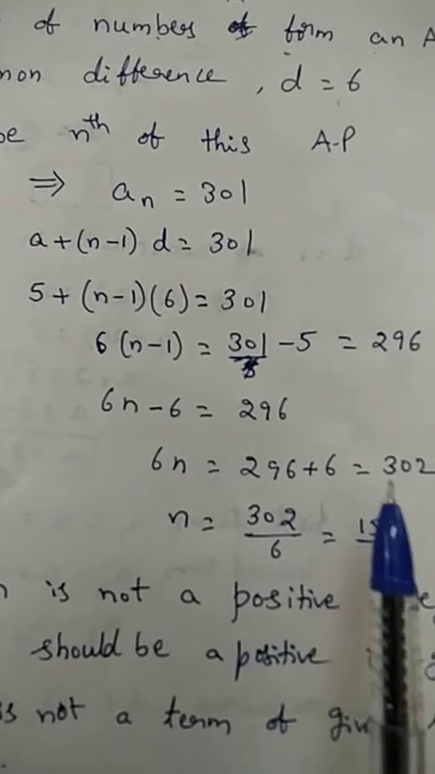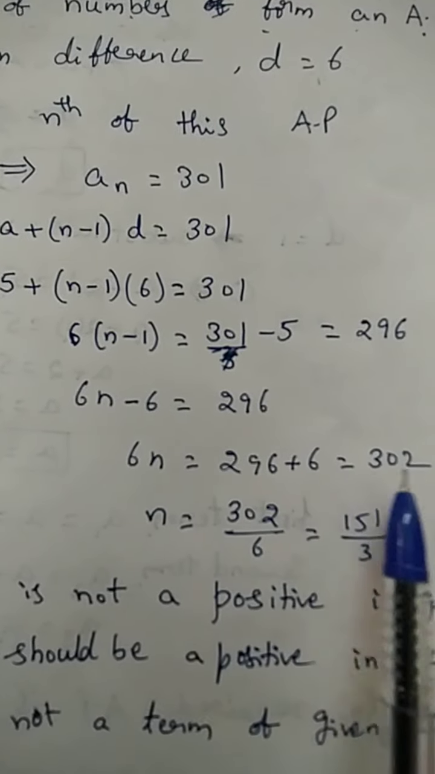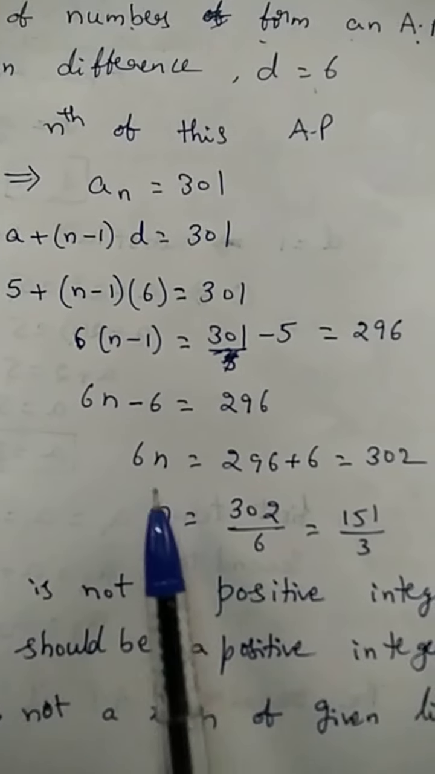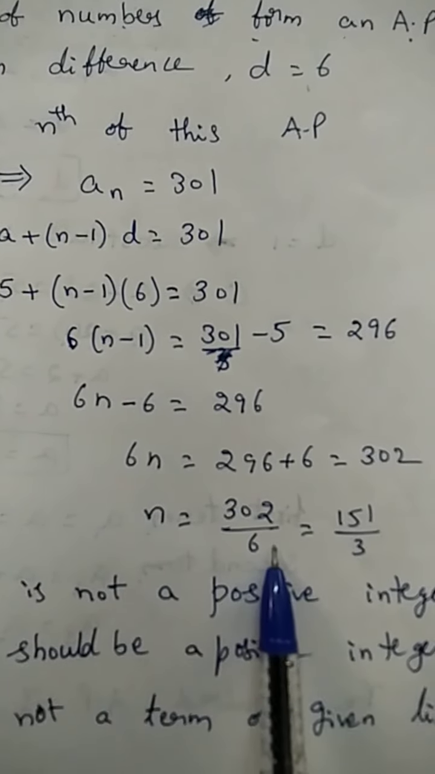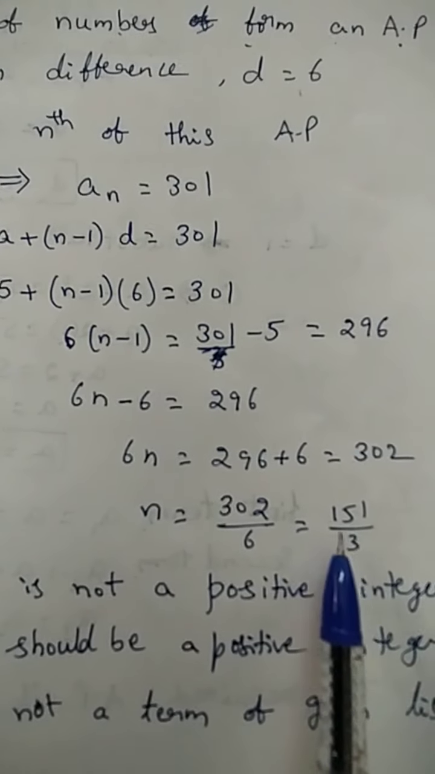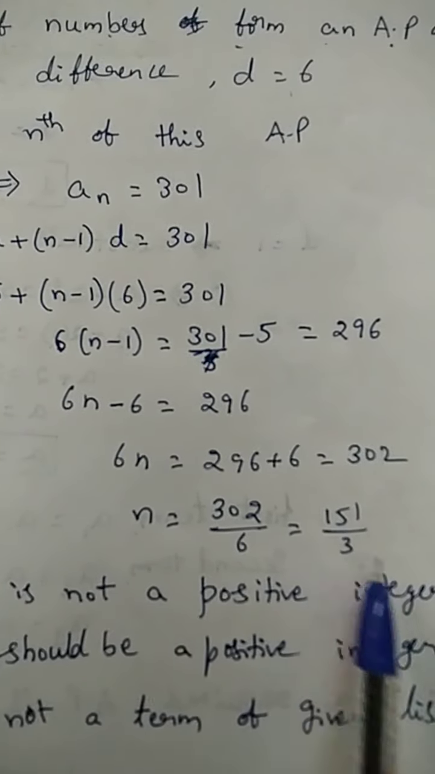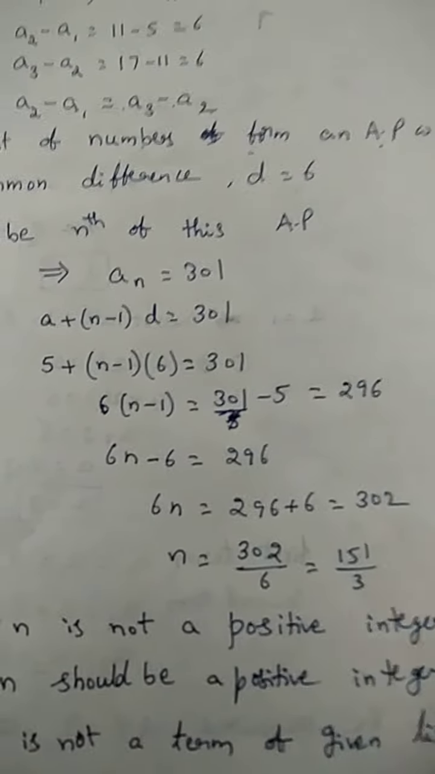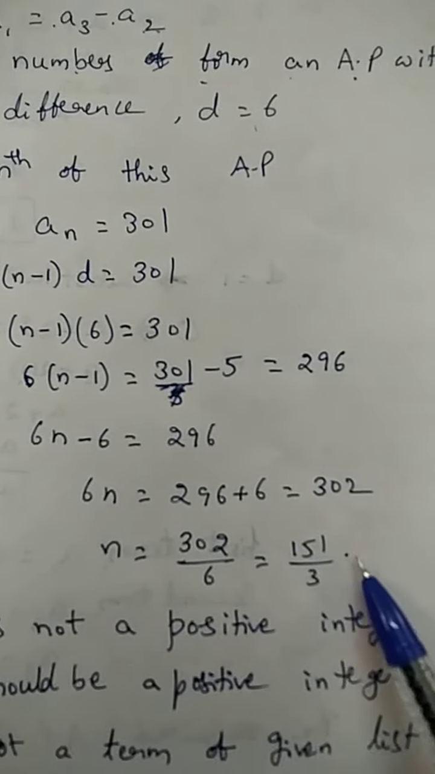Minus 6 is transposed to that side as plus 6. 296 plus 6 is equal to 302. So 6n is equal to 302. The multiplier is transposed to that side and changes to division: n is equal to 302 by 6, so 151 by 3. 151 is not simplified with 3. Then we are getting a decimal in the place of n.